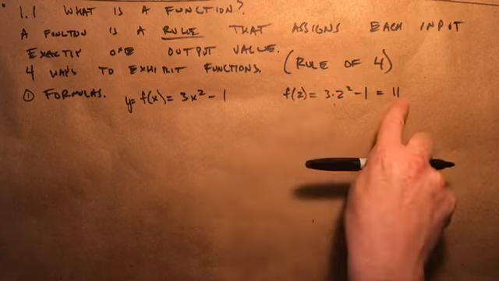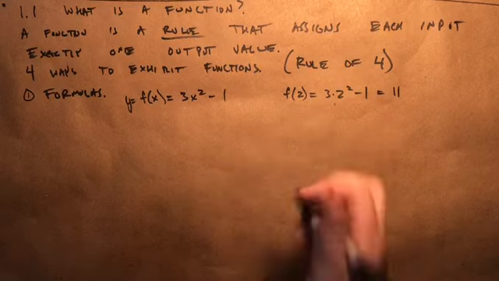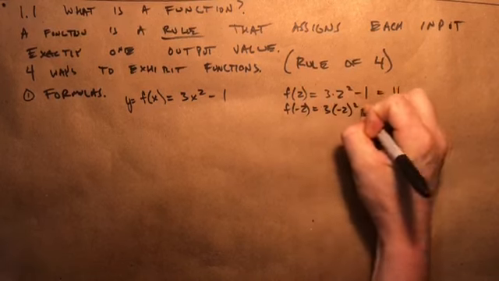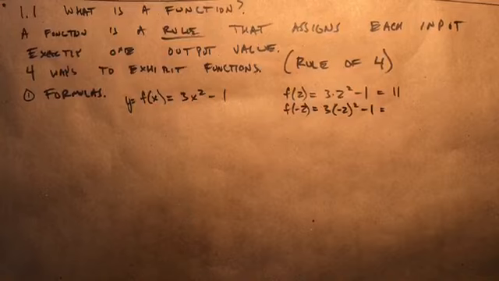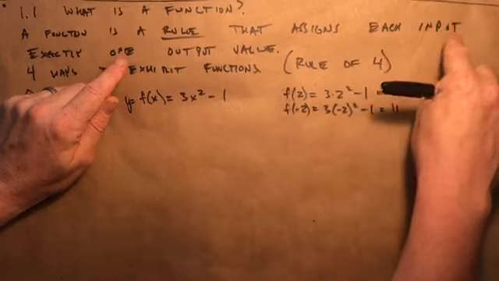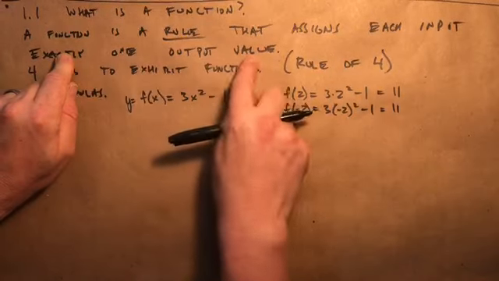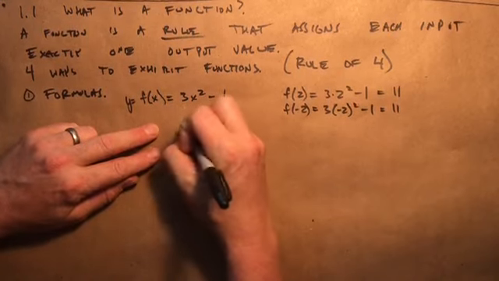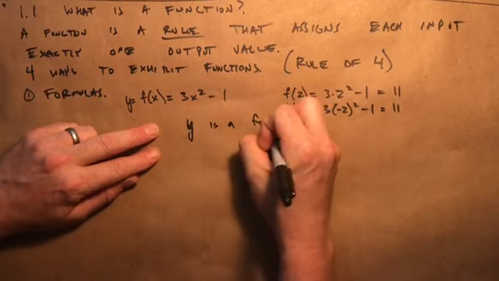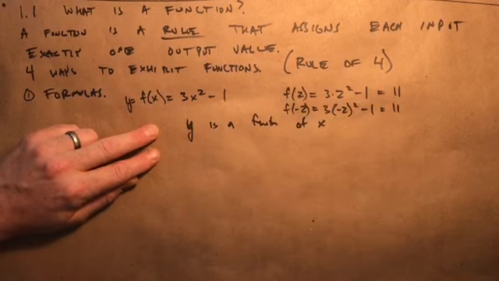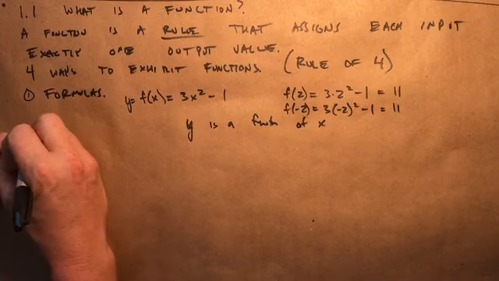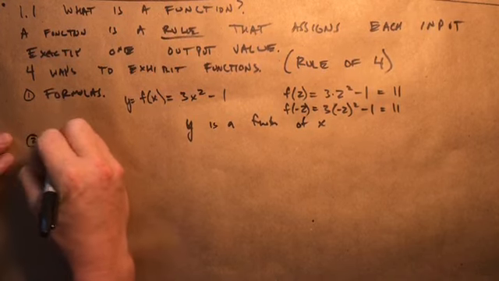Put 2 in, only one thing comes out. If I put negative 2 in, 3 times negative 2 squared minus 1, we're still going to get that joyous 11. And that's okay, because as long as I assign to each input exactly one output value, we can say that y is a function of x. So formulas are certainly one way of making things. I could certainly make a table.